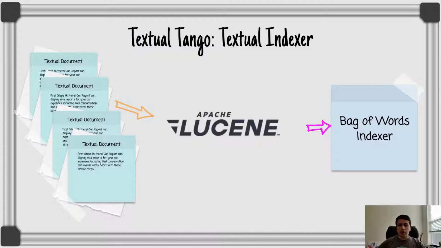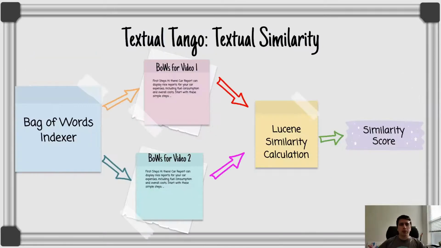Tango then takes each textual document as a bag of words. We use the Lucene framework to index all the textual documents for fast processing. Tango represents the textual documents using the TF-IDF approach via Lucene. Then it uses Lucene's scoring function, which is based on cosine similarity, to compute the textual similarity between documents, in other words, between videos. Videos with more similar text will have higher textual similarity, therefore higher chances to depict the same bug.